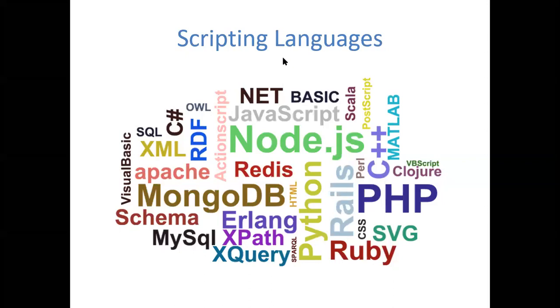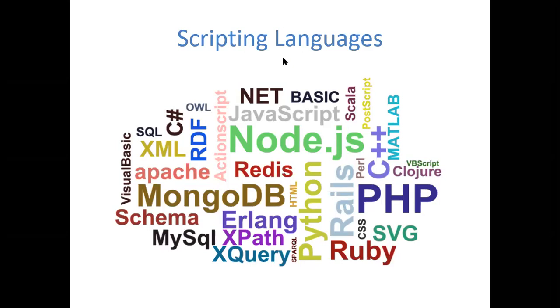Now you can see here the text font size of all the words is not the same. MongoDB is having a bigger font. PHP is having the biggest of all. Rails is having a big font. Then you have got Python. You have got Ruby. They are having bigger fonts. JavaScript medium font. XML again medium. Node.js bigger one. C++, MATLAB, Clojure, VBScript. You can see. So what this means is, in that particular document, PHP is one particular word which is more frequently used.